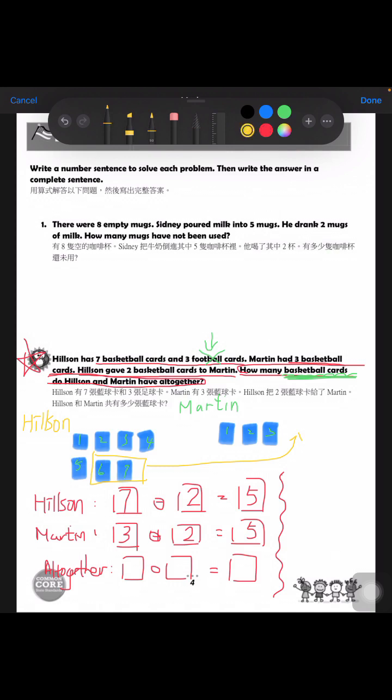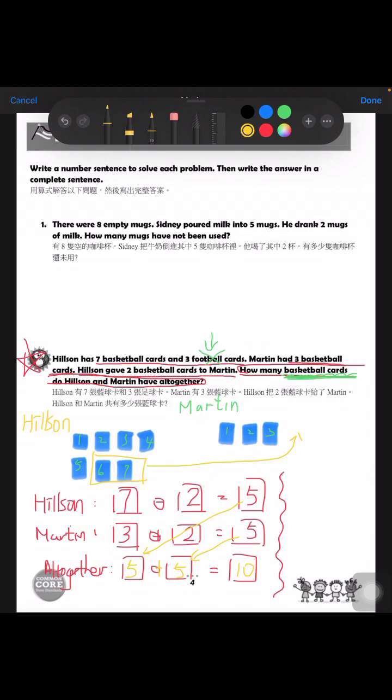And then we need to find the total numbers that Hilton and Martin have all together. Now Hilton has 5 basketball cards and Martin has also 5 basketball cards. 5 plus 5 equals to 10. They now have 10 cards in total.